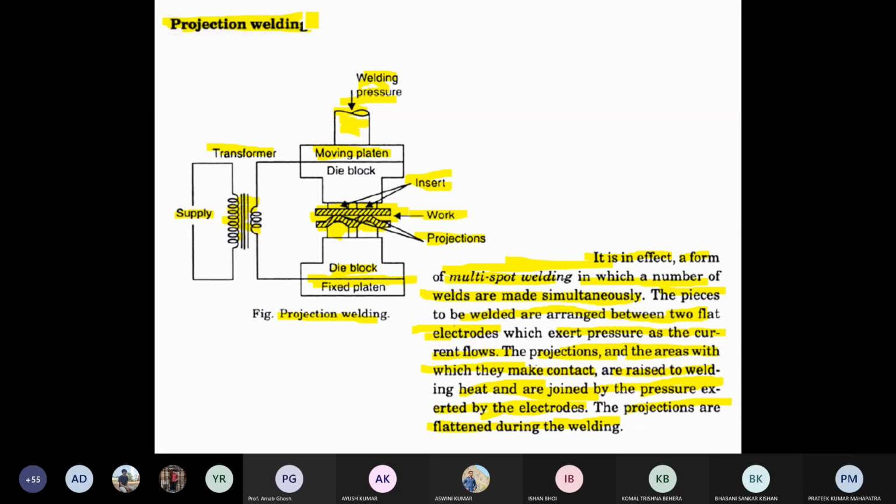Today I have discussed the different ideas, applications, and methodologies of resistive welding. So here I am going to conclude today's lecture. In my next lecture, we will discuss other welding methods.